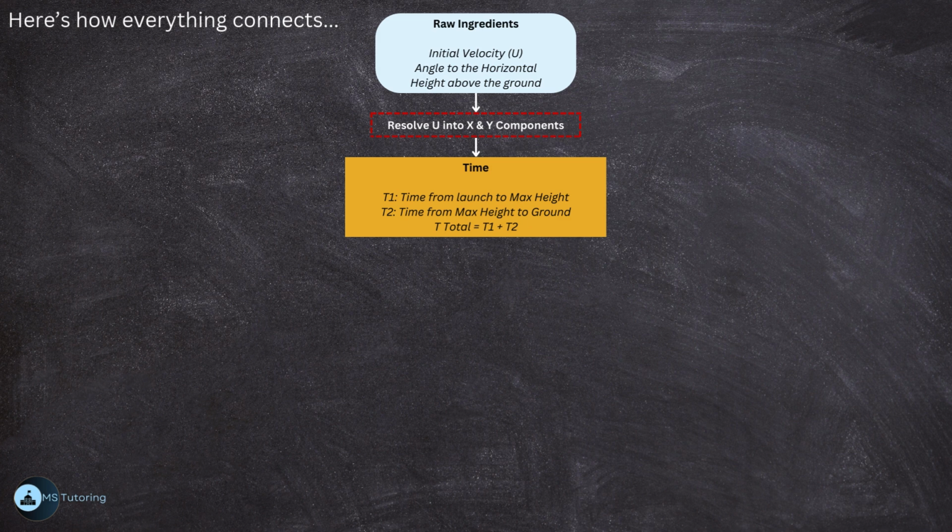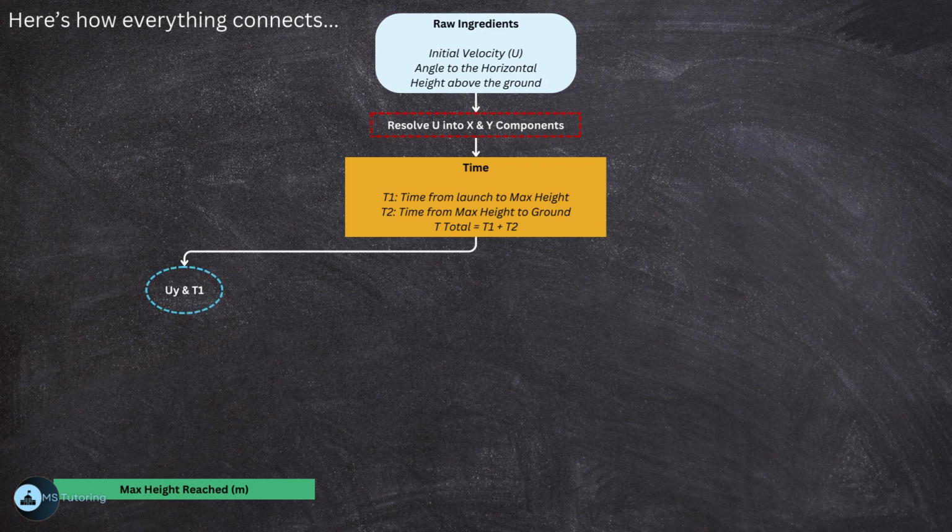If we are then asked to find the maximum height reached, we will need the initial vertical velocity component and the time it takes to reach 0, also known as t1, the time it takes to reach its maximum height. To calculate this time, we'll rearrange the suvat v equals u plus at and solve for t. We then take these numbers and use the suvat s equals 1/2 at squared plus ut to find the vertical displacement the projectile has managed to reach in this time t1 against gravity.